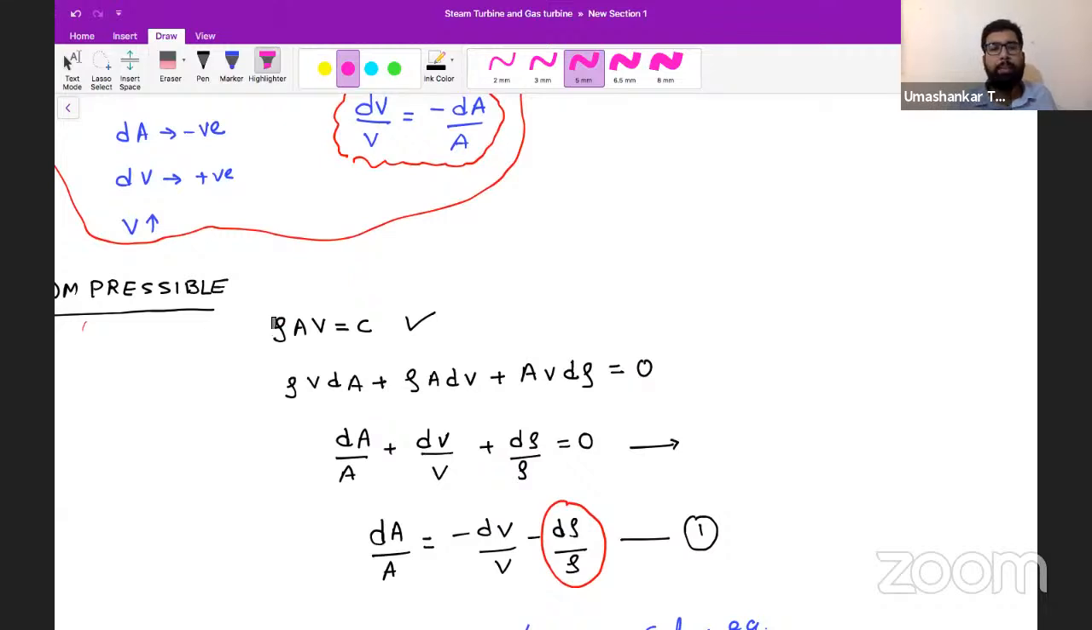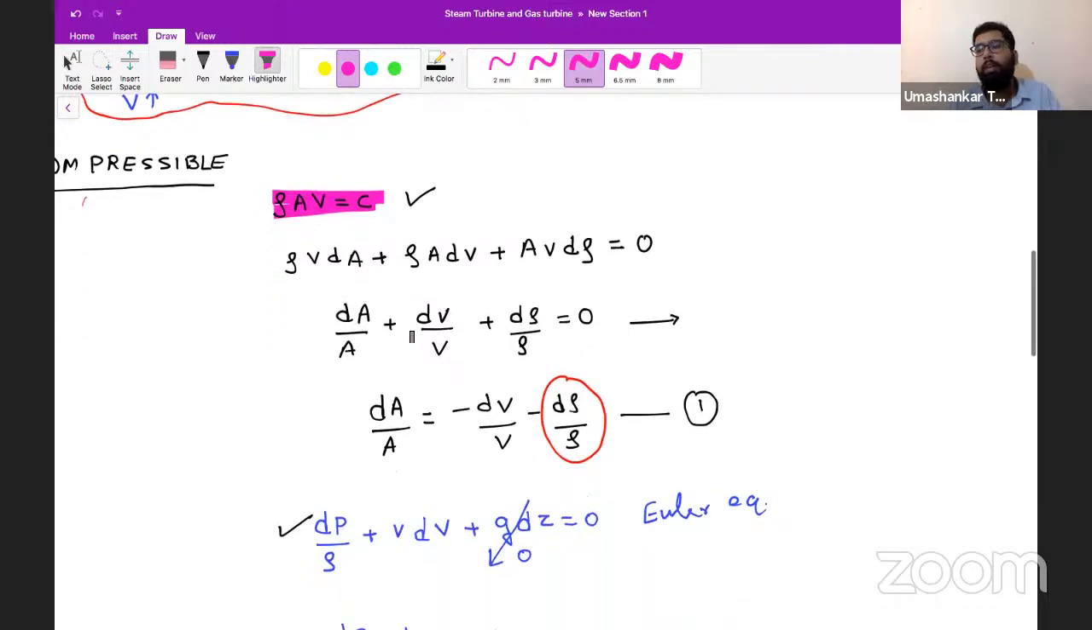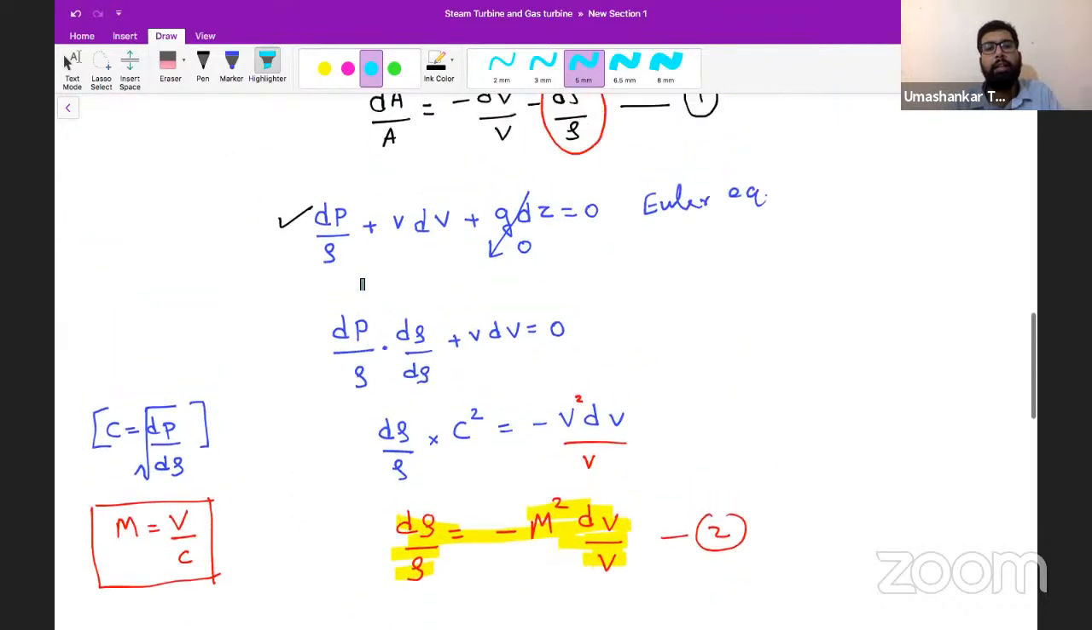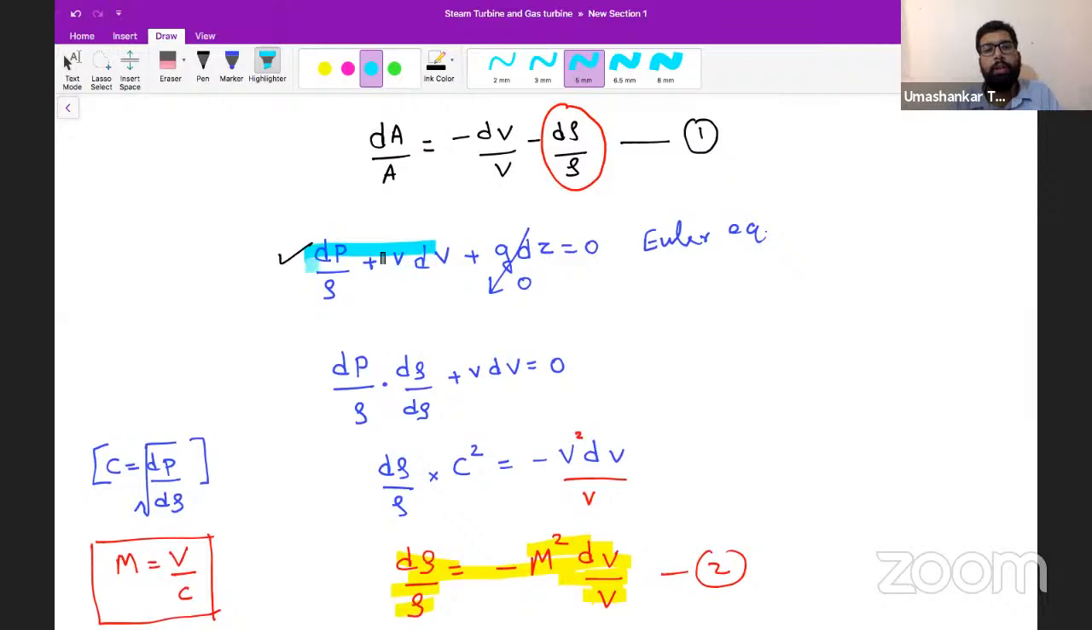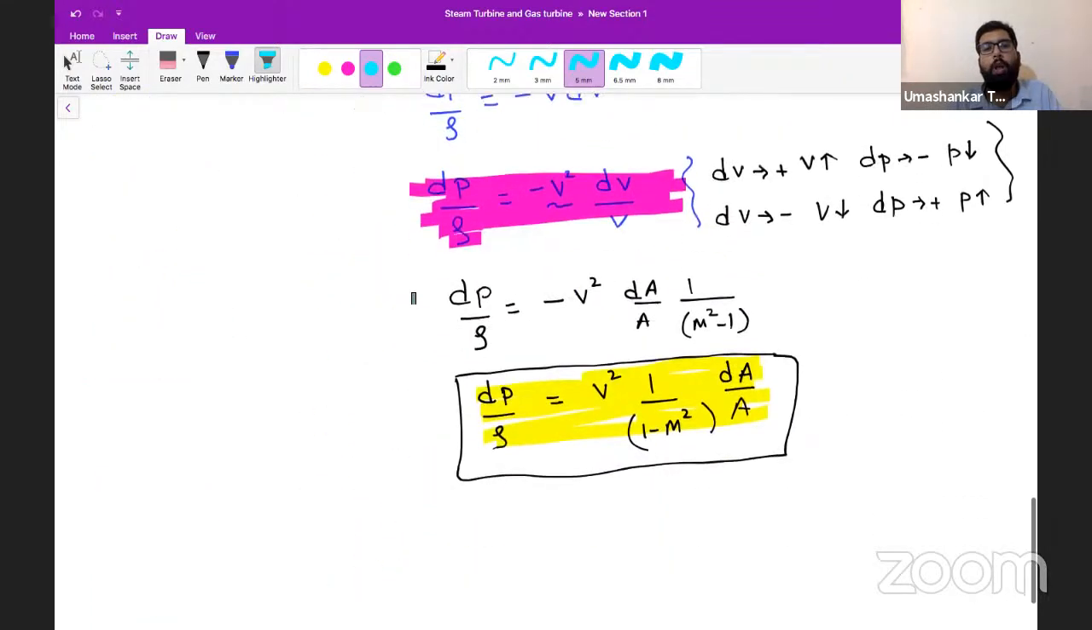My suggestion is to develop everything from this equation that we call the continuity equation. I think everyone is aware of it. So the continuity equation and this Euler equation. These two equations we are very much aware of, so we can use them to get all these formulas.